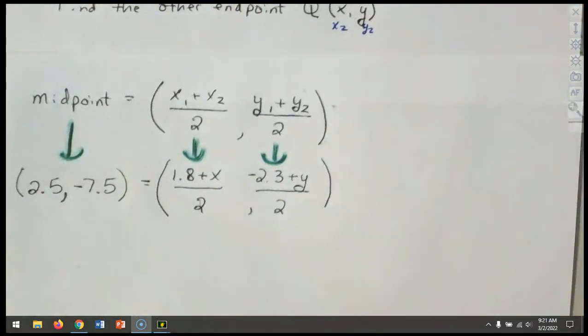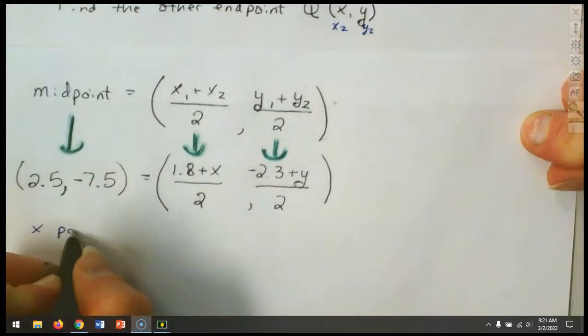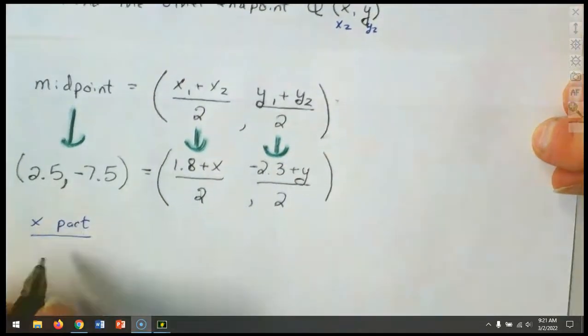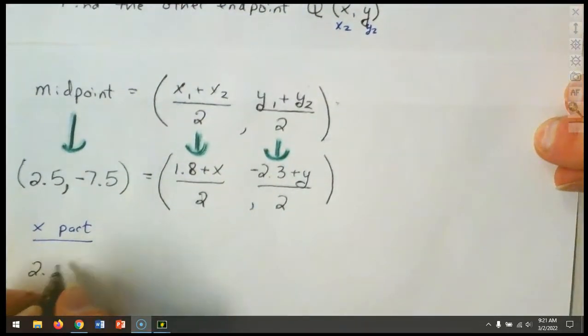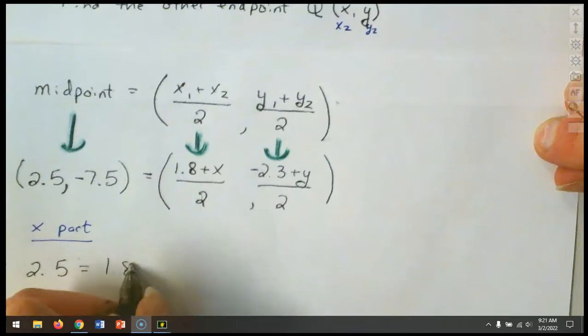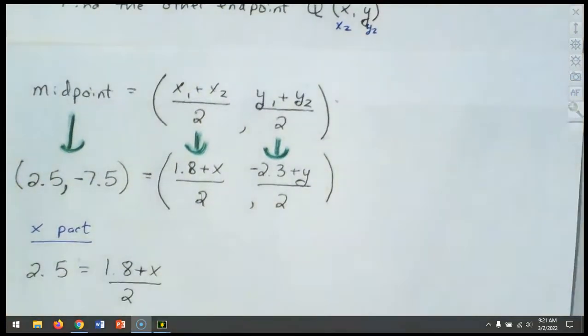So what do our two equations look like? Well, everything in front of the comma is the x part. So what's on the x part here? Everything in front of the comma. And that's 2.5. What does that equal? That equals 1.8 plus x over 2.